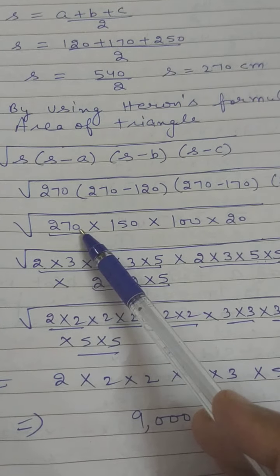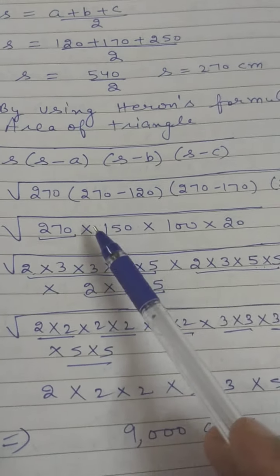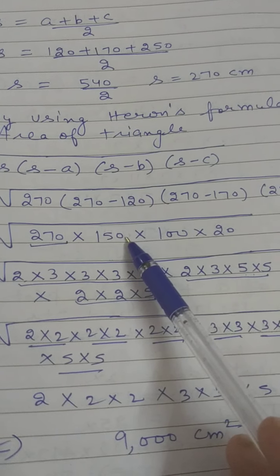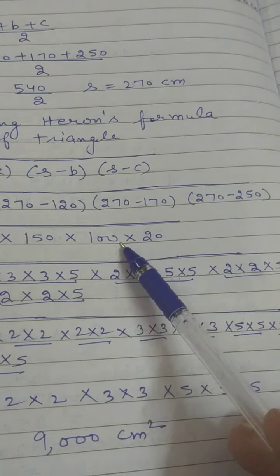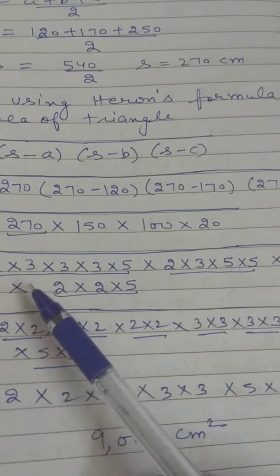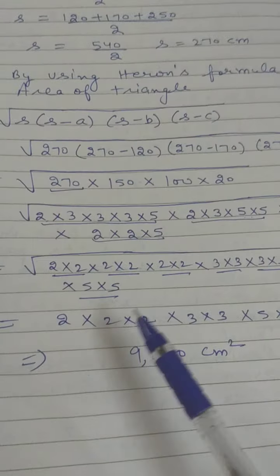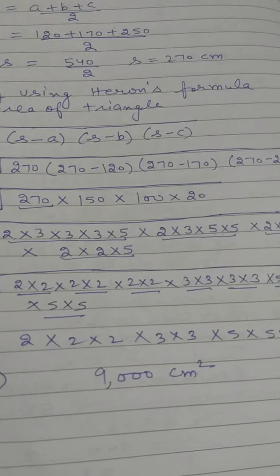We can write 270 by prime factorization as 2 into 3 into 3 into 3 into 5. We can write 150 as 2 into 3 into 5 into 5. We can write 100 as 2 into 2 into 5 into 5. We can write 20 as 2 into 2 into 5. Now make the pairs of 2, 3 and 5.